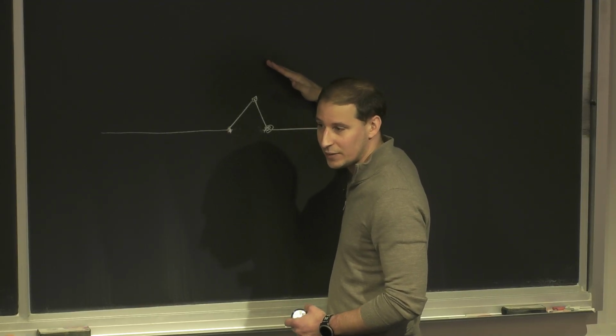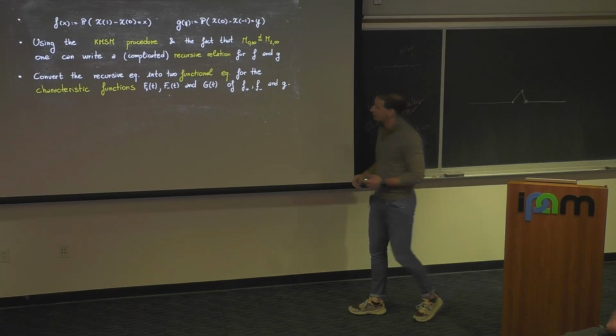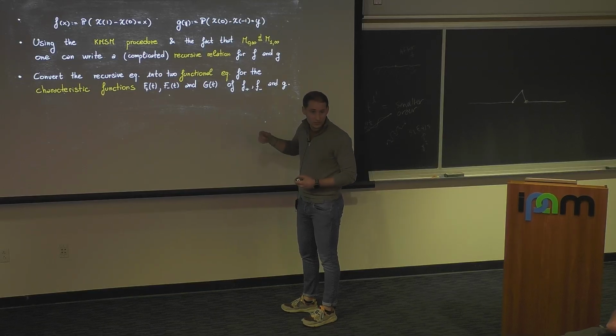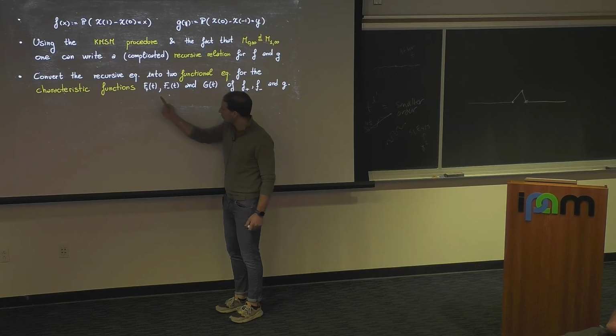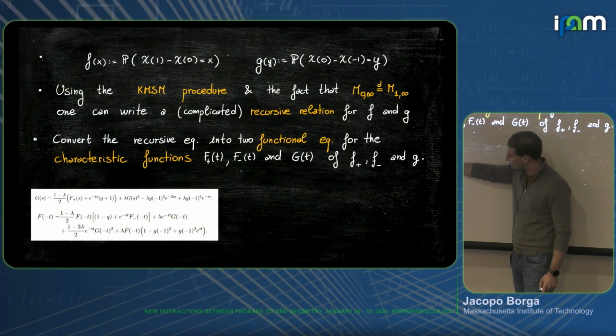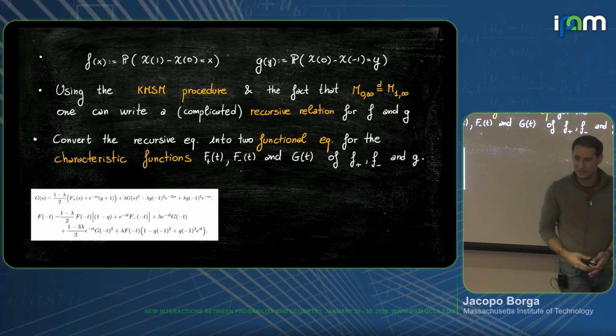So using this coupling, you can write a terrible recursive relation for f and g. And then you convert this recursive relation for f and g into 2 functional equations for f plus, f minus, and g. OK, the equations are here. For example, these are the easy ones. The shortest directed path are more complicated. They're not the nicest one, but they are there.